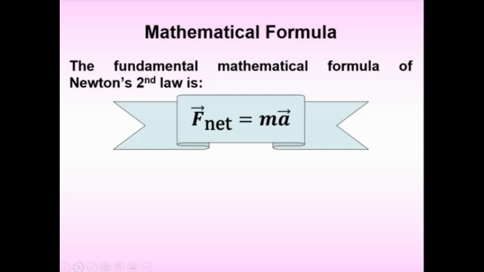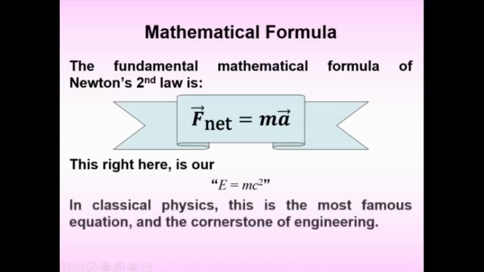Third thing, this equation. This is the most important equation in grade 12, as long as forces are concerned, and in first year physics, and in most of engineering as well. F net equals ma. This right here is like our E equals mc squared. Everyone knows E equals mc squared. Well, guess what? This now is our E equals mc squared.